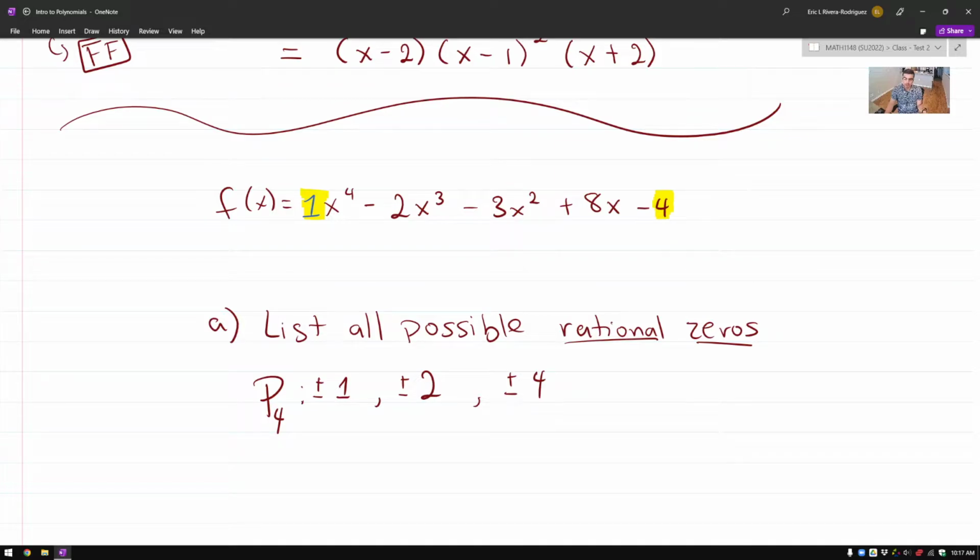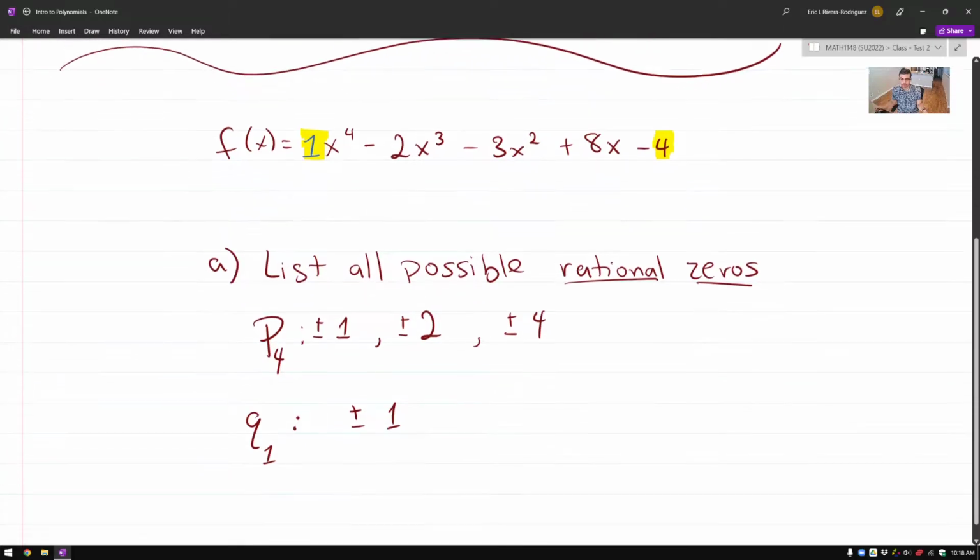Okay, so I'm going to represent the factors of 4 using the letter P. Using the letter Q, I'm going to represent all the factors of the leading coefficient. The leading coefficient here is 1. So the only factor of 1 is 1 itself. 1 times 1 is 1. -1 times -1 is also 1.